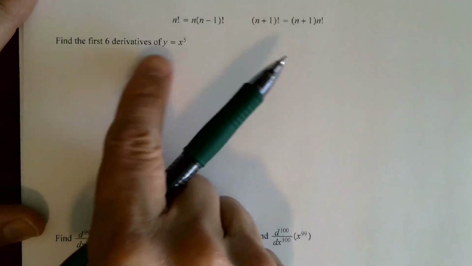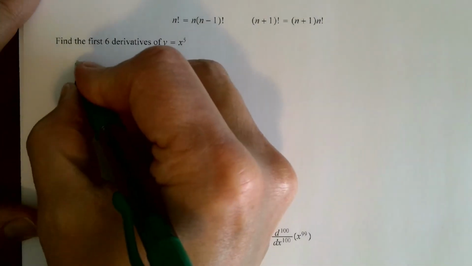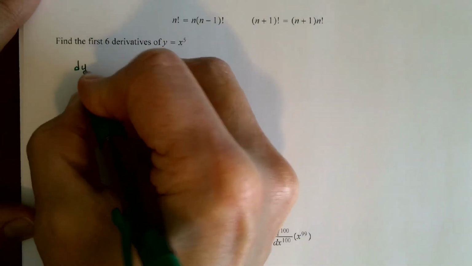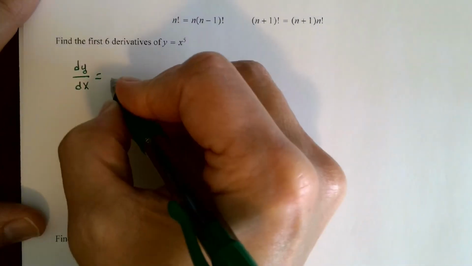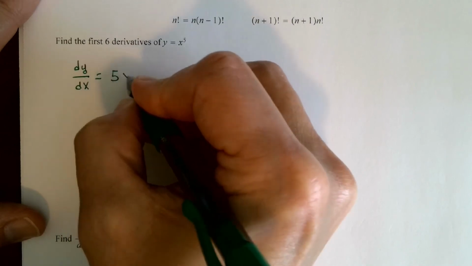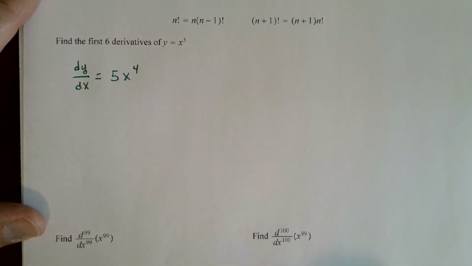Here's the function y equals x to the fifth. Let's just find the first 6 derivatives of that. So I'm going to use Leibniz notation this time. dy/dx is the first derivative. The derivative of x to the fifth by the power rule is just what? 5x to the fourth. Just simple. Bring the 5 down, subtract 1. We know that that's a piece of cake.